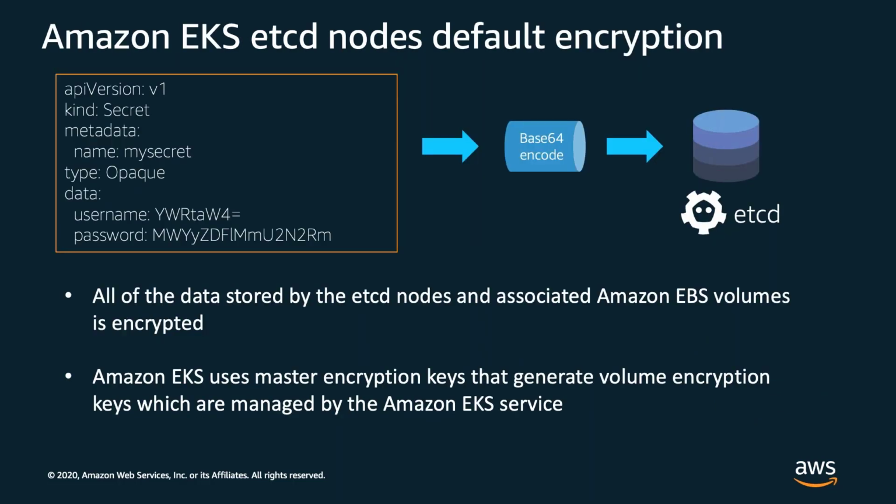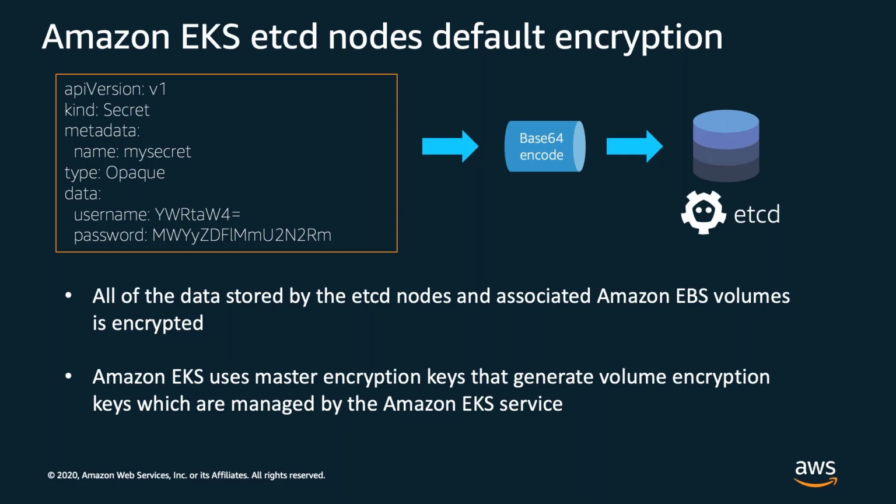When you use Amazon EKS, by default, even without the envelope encryption feature, all of the data stored by the etcd nodes and associated Amazon EBS volumes is encrypted. Amazon EKS uses master encryption keys that generate volume encryption keys, which are managed by the Amazon EKS service.